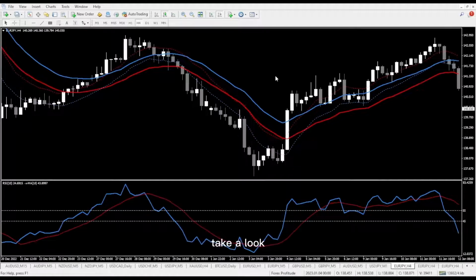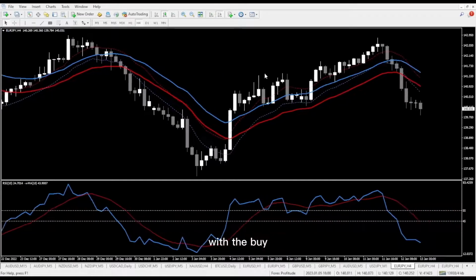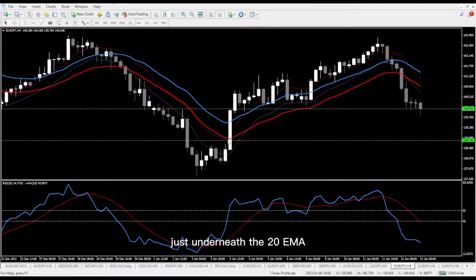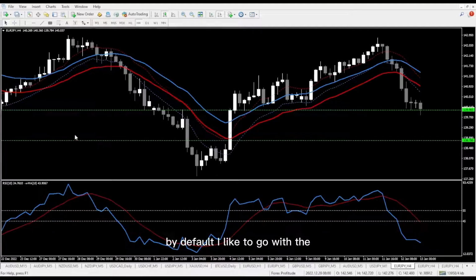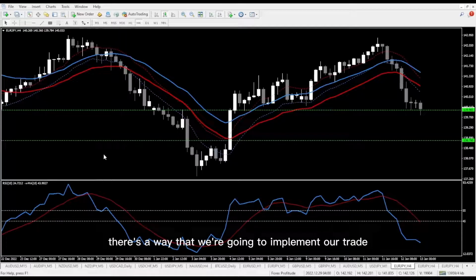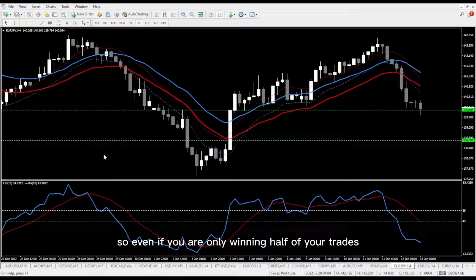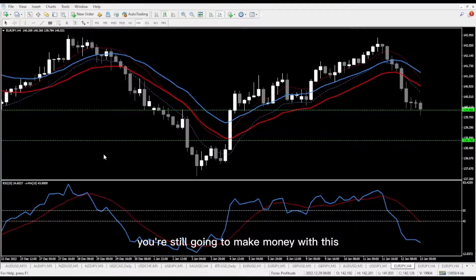Now we are going to take a look at the targets for this. With the buy trade, again, we're looking at this one as the buy trade. We have our entry. We have our stop loss just underneath the 20 EMA. By default, I like to go with a 1-to-1 profit target. It is generally the easiest for the market to hit. If you have a 1-to-1 profit target, there's a way that we're going to implement our trade management to make that 1-to-1 profitable. So even if you are only winning half of your trades, you're still going to make money with this. So the 1-to-1 is the easiest for the market to hit.